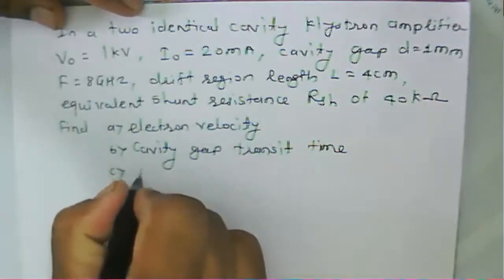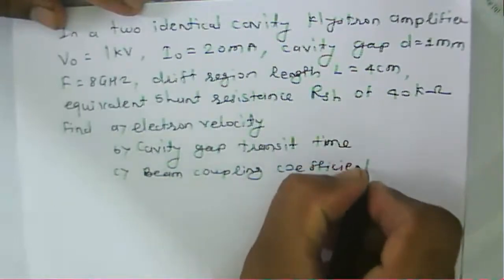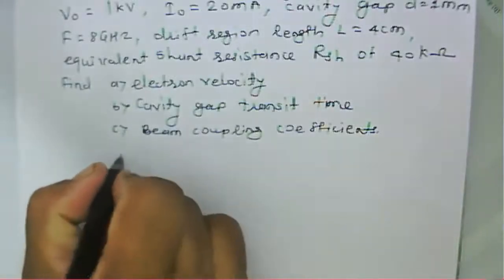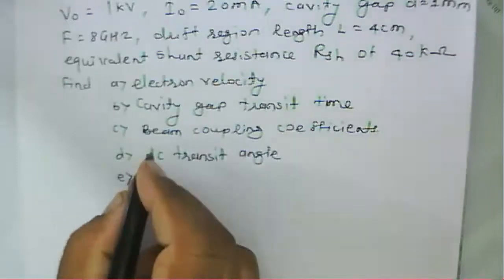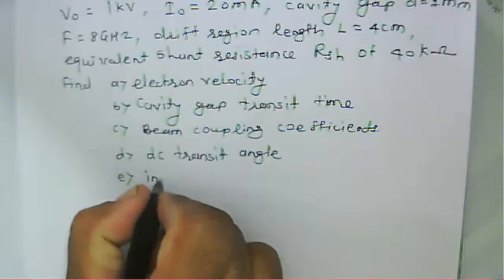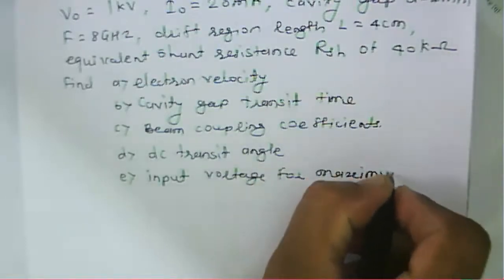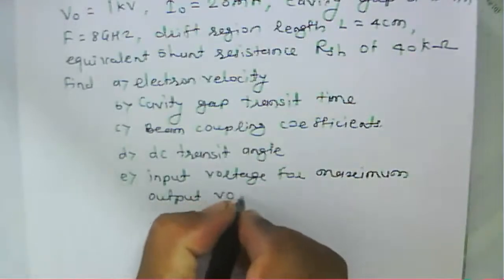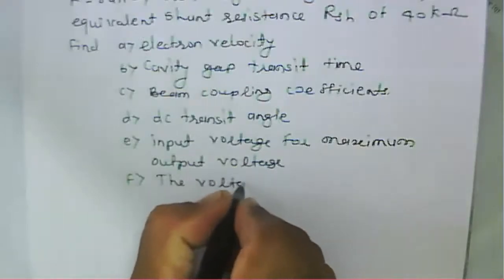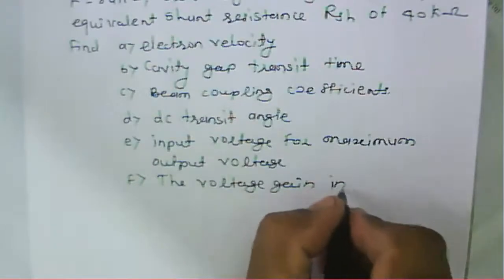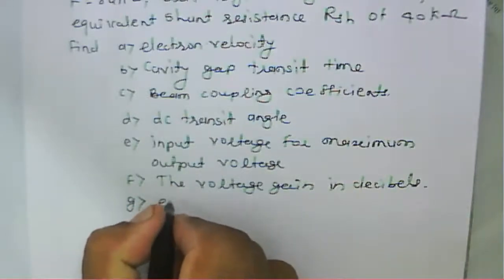then C, beam coupling coefficient, then D, DC transit angle, E, input voltage for maximum output voltage, F, voltage gain in decibel, then efficiency.